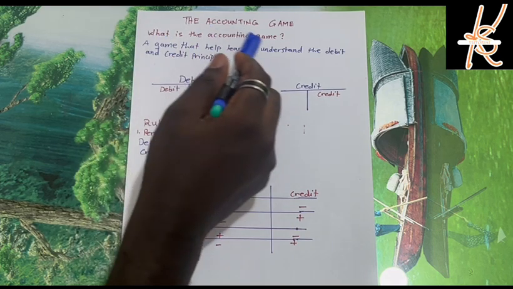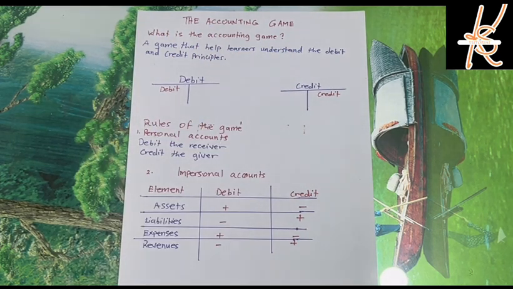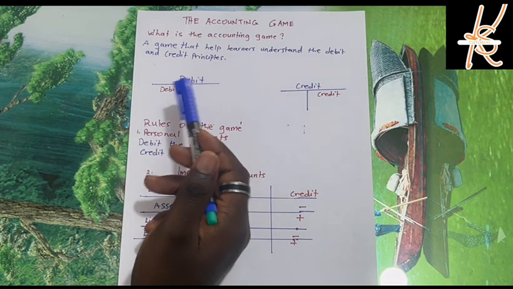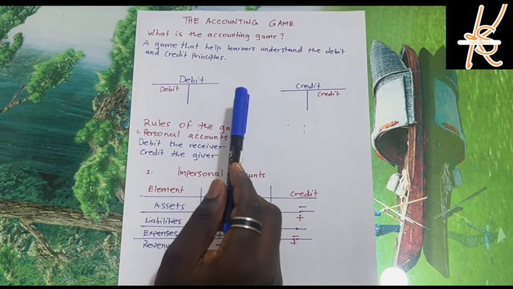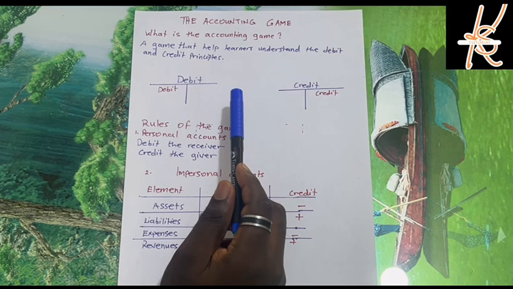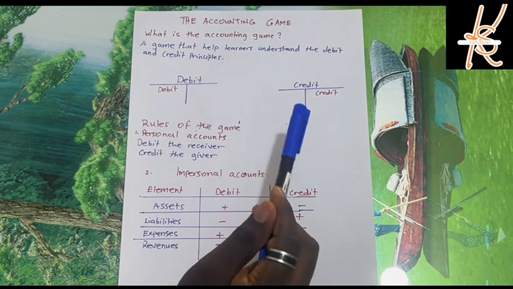The accounting game we are talking about is more like a set of rules or guidelines that is going to help you know which account to debit and which account to credit. When you have a transaction, which account are you going to debit and which account are you going to credit? That is what the accounting game is all about. It is the debit and credit rules, when to debit and when to credit.